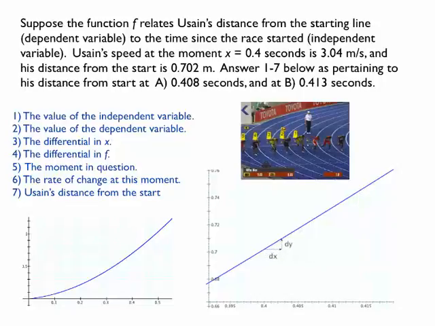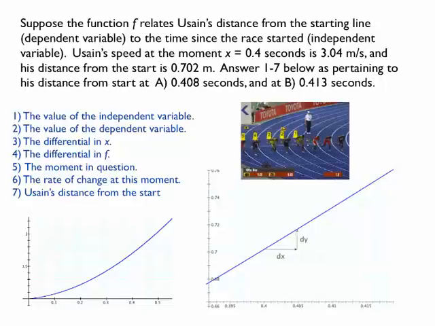So it means that there is a small enough interval at 0.4 such that his rate of change is essentially constant. And that constant rate of change is 3.04 meters per second. Okay? And his distance from the start at 0.4 seconds is 0.702. Okay? So now we got 7 questions, and you're going to answer those 7 questions as pertaining to his distance from the start at 0.408 seconds and 0.413 seconds.